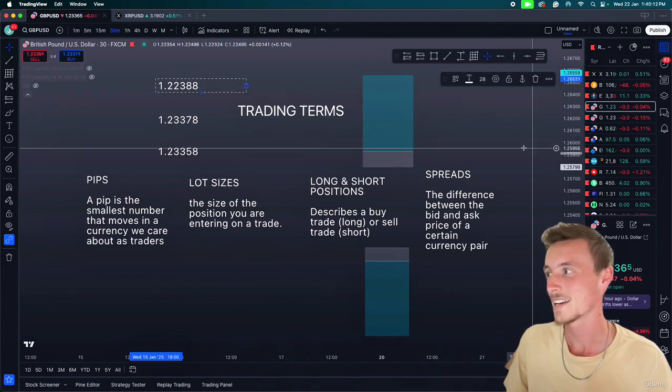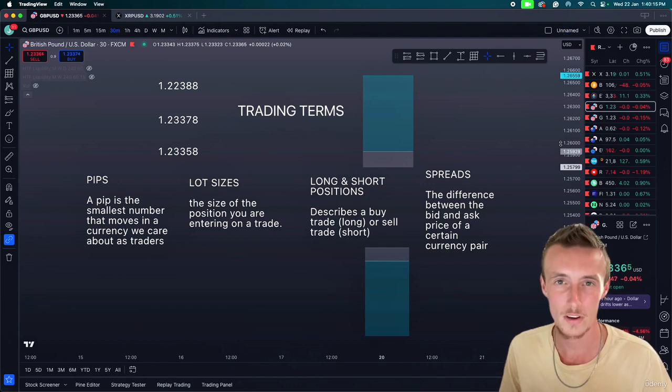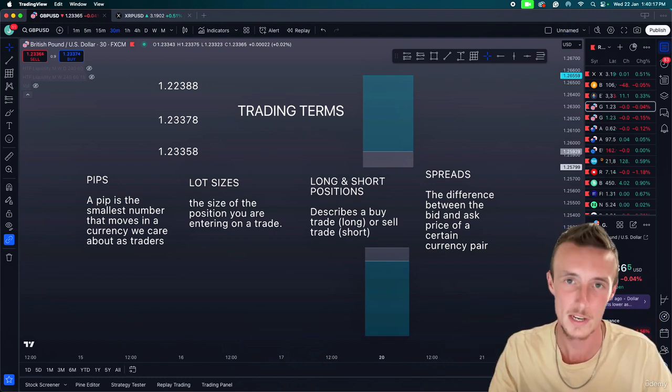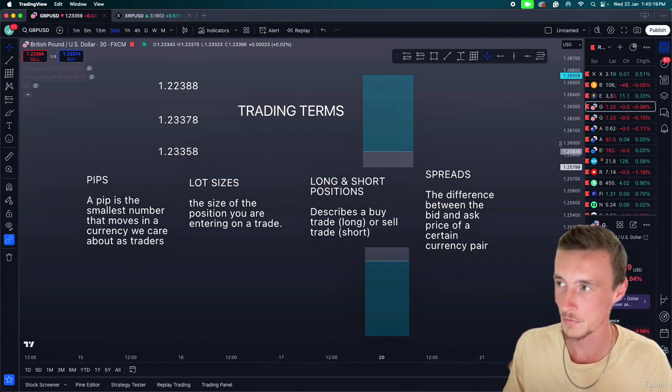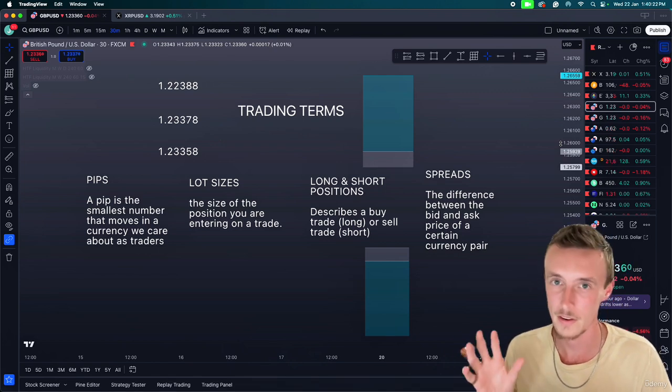So that is basically all the things that I had to go over in the trading terms. There is definitely a lot more trading terms out there. I just wanted to cover a few of the basic ones, a few of the ones that you're definitely going to be hearing a lot of as well.